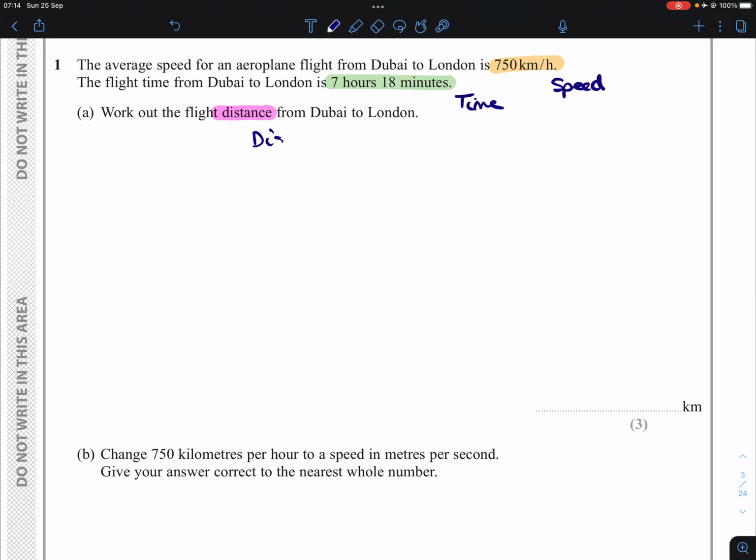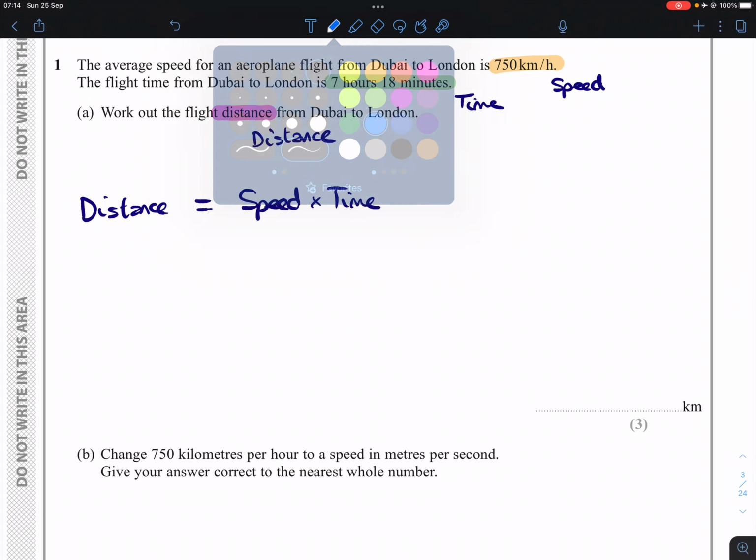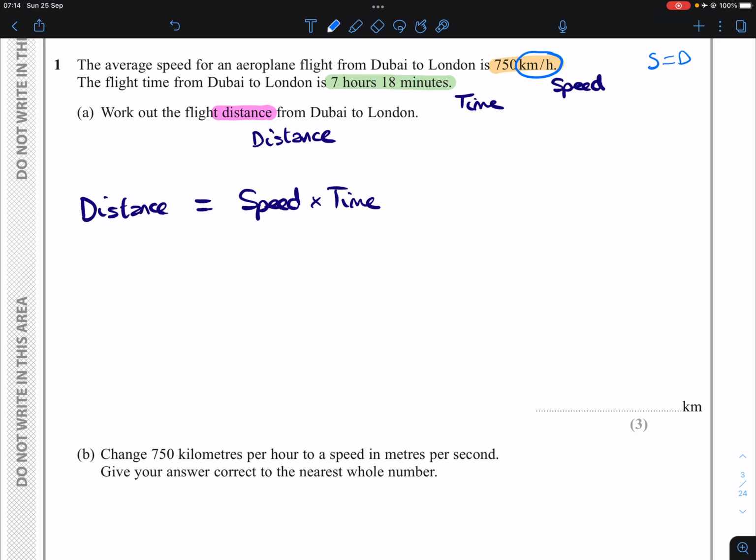So this is a classic speed, distance, time question where we're looking for distance. The formula for distance is speed times time. If you're ever in any doubt about how to remember your formula involving speed, distance and time, always look for the speed units. The speed unit there is kilometers, which is a distance, over time. You've got the "per" there. So speed equals distance over time. You can also use that triangle as well. But anyway, distance equals speed times time.